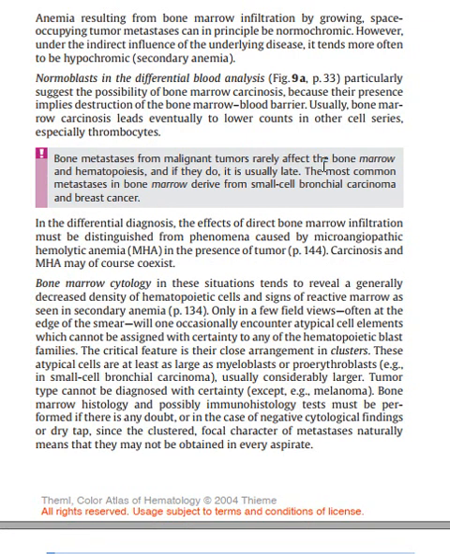Now in differential diagnosis, the effect of direct bone marrow infiltration must be distinguished from the phenomena caused by microangiopathic hemolytic anemia. Is it clear? You should always distinguish the normochromic anemia of a myelodysplastic anemia from that of microangiopathic anemia, where you are going to have poikilocytosis and anisocytosis, and you can also have a normochromic normocytic anemia. Is it clear? So you have to distinguish both of them.